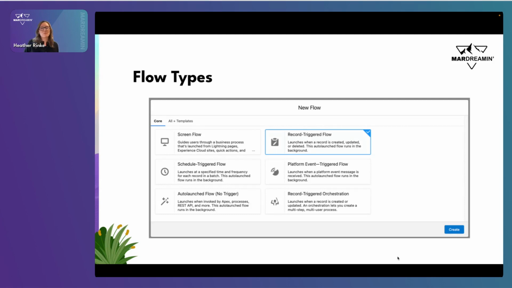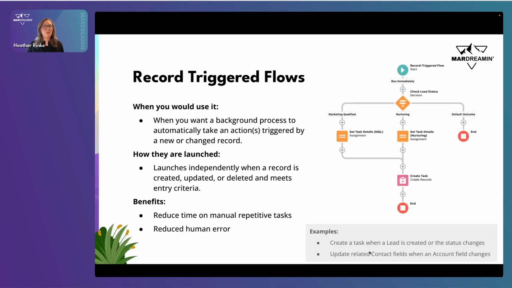So we'll talk about flow types first. When you actually go to create a new flow, this is the screen that comes up. You get to see several options for flow types, but we're going to talk about 4 in particular. The first we're going to talk about is record-triggered flows. And this is where you would want to have a background process kick off when an event occurs on a record.